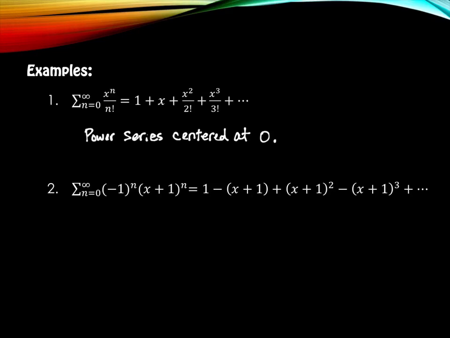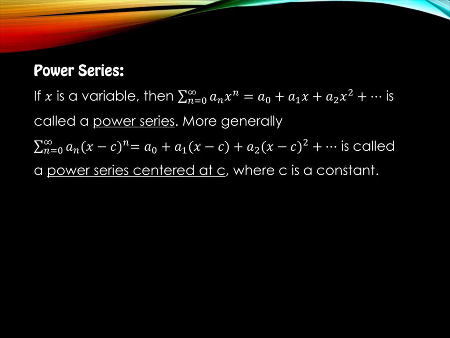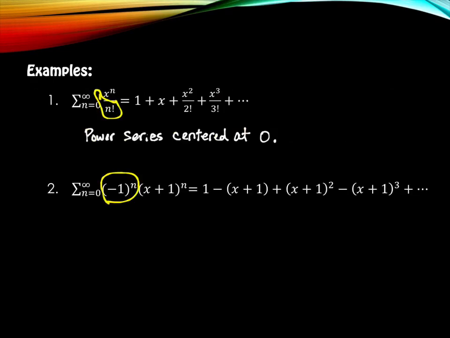The next one is the summation from n equals 1 to infinity of negative 1 to the n, x plus 1 to the n. And it looks like this. My a sub n in the first example is the 1 over n factorial. My a sub n in the second example is the negative 1 to the n. There's an a sub n that gets multiplied each time, and that's what's changing. So the x to the n, or the x minus c to the n, that part is new. The other part's things we've done before.